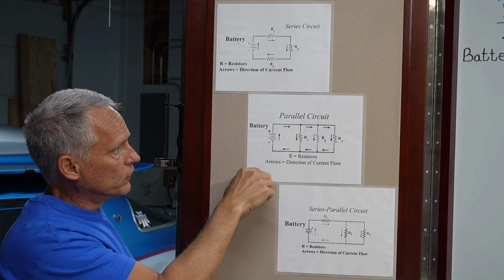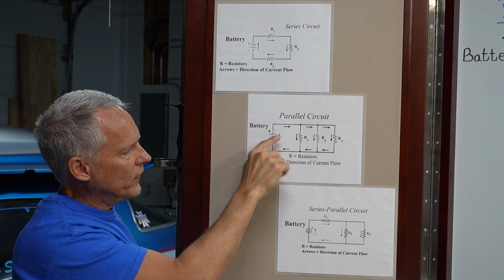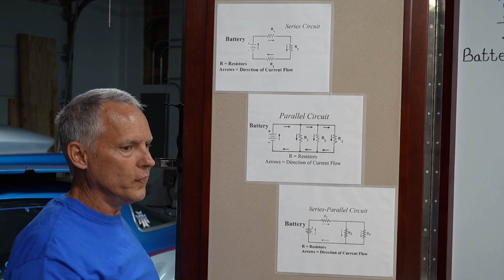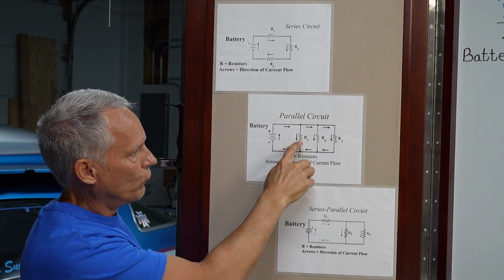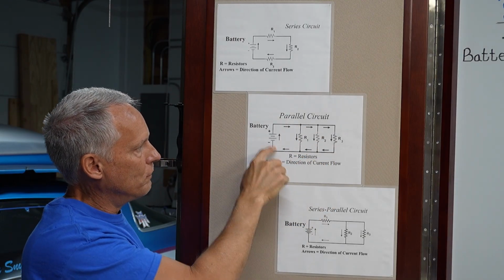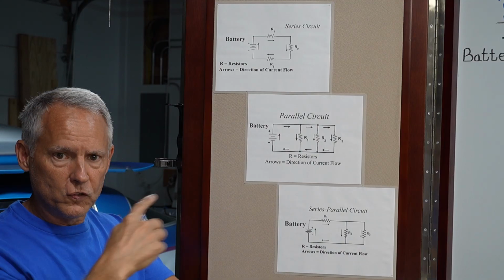All right, so in a parallel circuit, basically we have current leaving the battery. As I mentioned, it goes over and basically splices off or branches off into three separate resistances. At that point, they come back to the battery, and the cycle continues.